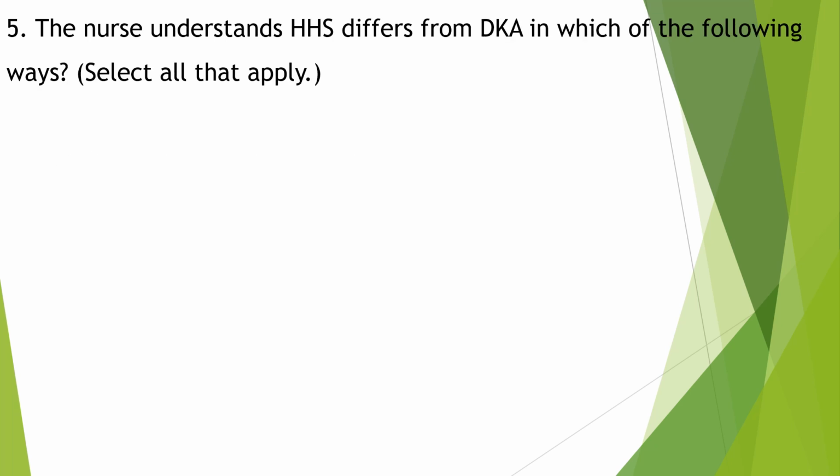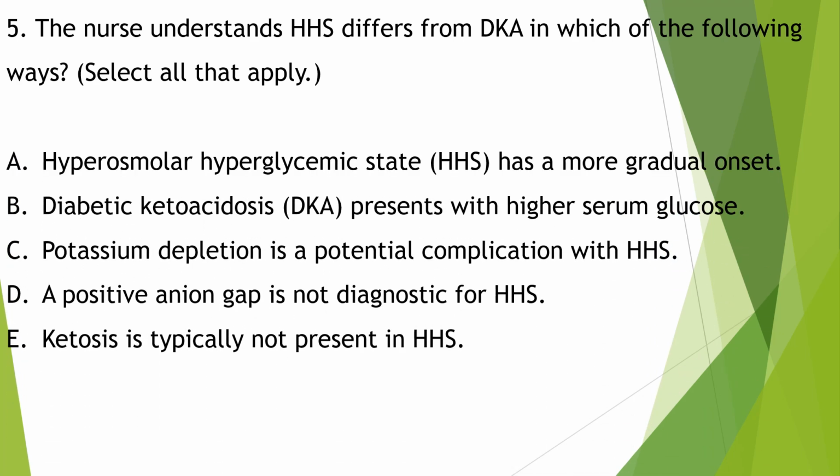The nurse understands hyperosmolar hyperglycemic state differs from diabetic ketoacidosis in which of the following ways? Hyperosmolar hyperglycemic state has a more gradual onset. Diabetic ketoacidosis presents with higher serum glucose. Potassium depletion is a potential complication with HHS. A positive anion gap is not diagnostic for HHS.